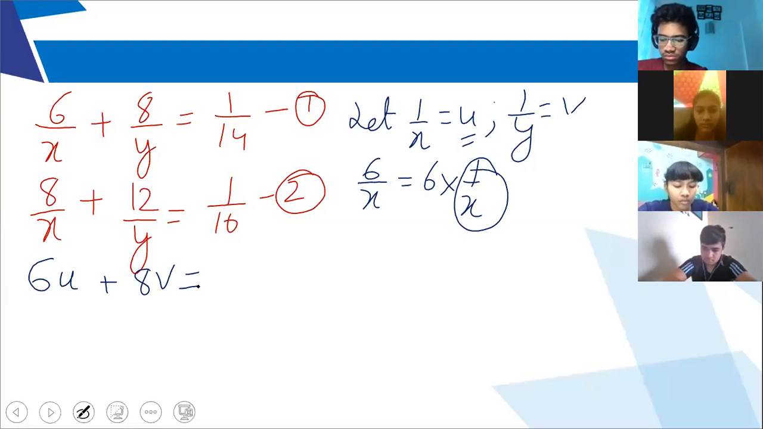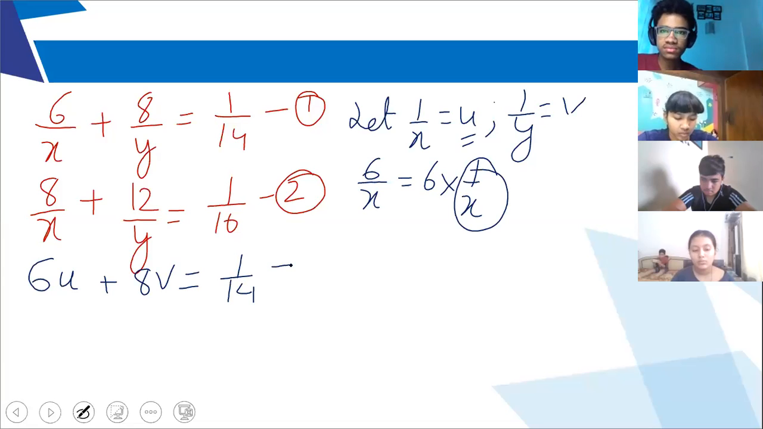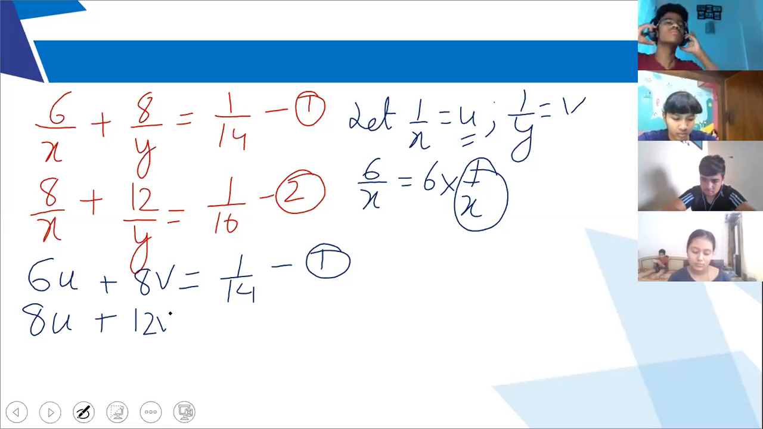Ma'am, there's one more way. Ma'am, we can multiply equation 1 with 4 and equation 2 with 3. That I will do. Let me just reach the equation. Ma'am, which question is going on right now? I was disconnected because of a Wi-Fi problem. 8 men and 6 men, that time and work. Okay, ma'am. Yeah, same question only. 12v is equal to 1 upon 10.